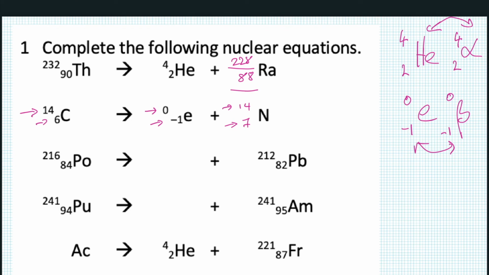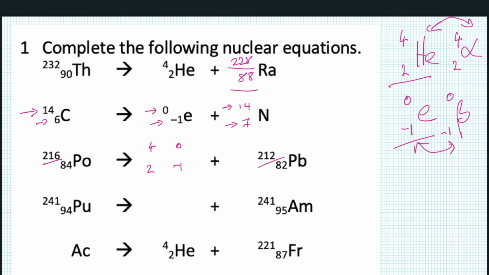Next one, the next two, we're actually missing the type of radiation that has been emitted. Now, I think these are actually slightly easier. We've basically got two options. We can either have this or we can have this. So here we've either got a 4 and a 2, or we've got a 0 and a minus 1. Well, let's have a quick look.